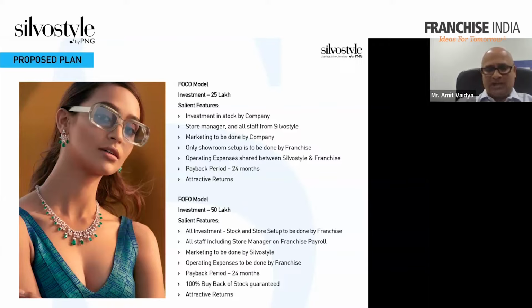So the FOFO model is a complete model where the franchisee, of course, gets higher returns, and also would entail a higher investment too. And the entire operations will be done by the franchisee. Whereas in the FOCO model, the entire operations will be run by the company, because they are the ones who are investing in the stock. But the investment is almost half of the FOFO model.